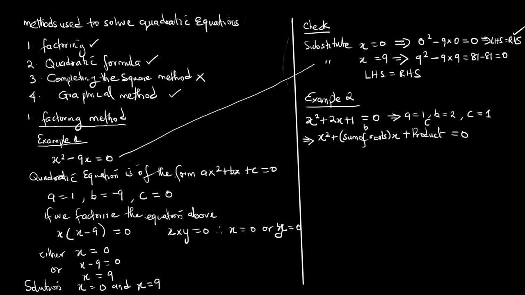Again, what have I just done? I've compared this with the form of the quadratic equation, so ax squared plus bx plus c. You can see where the coefficient of x squared is supposed to be a, and that is occupied by nothing. So that's 1. A is equal to 1.